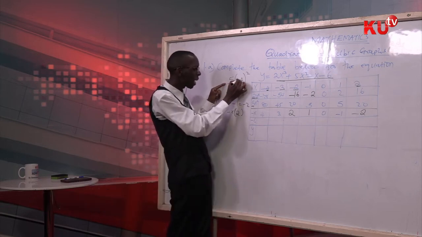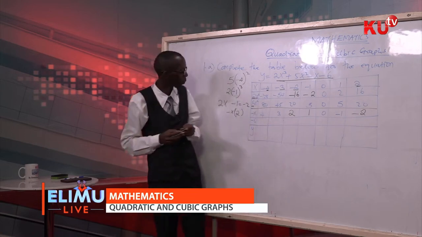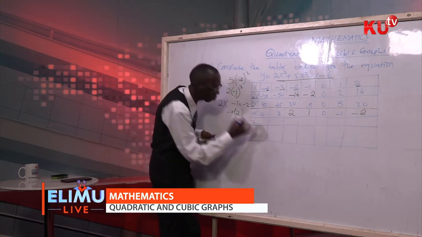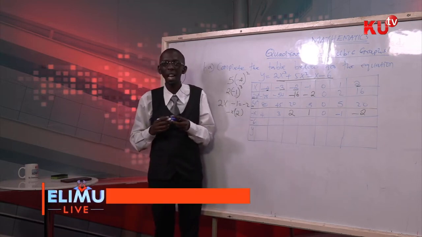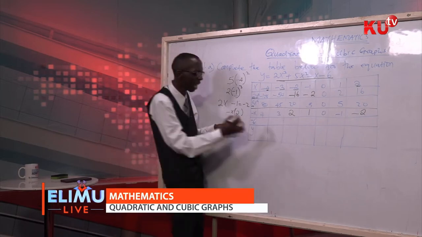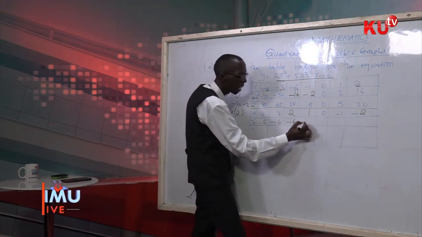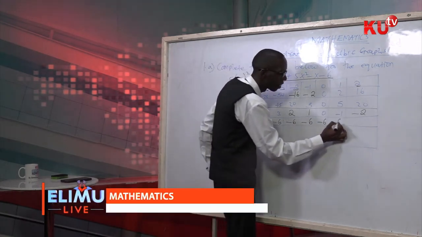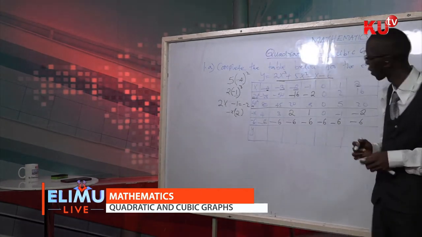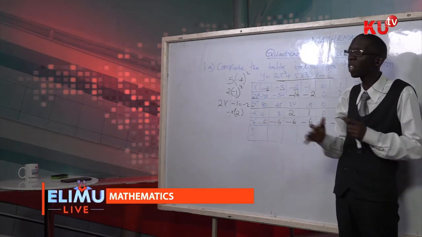That's why you must place it in brackets to make sure that you get a positive value. 5 times negative 4 squared will give us 80. Then there is a value here, negative 6, that has no x. The value that has no x, you'll fix it as it is. Negative 6 everywhere, negative 6 in every column.